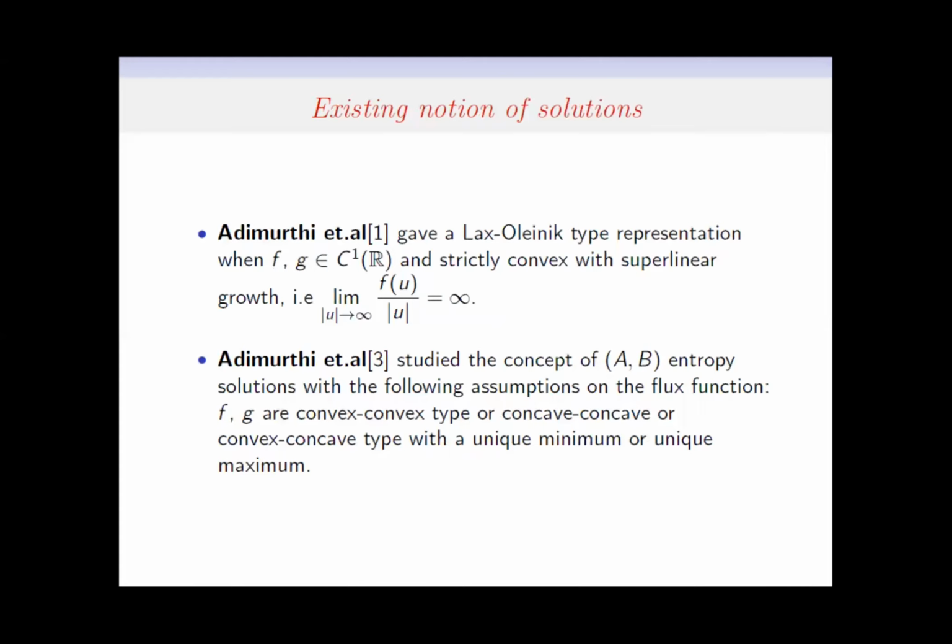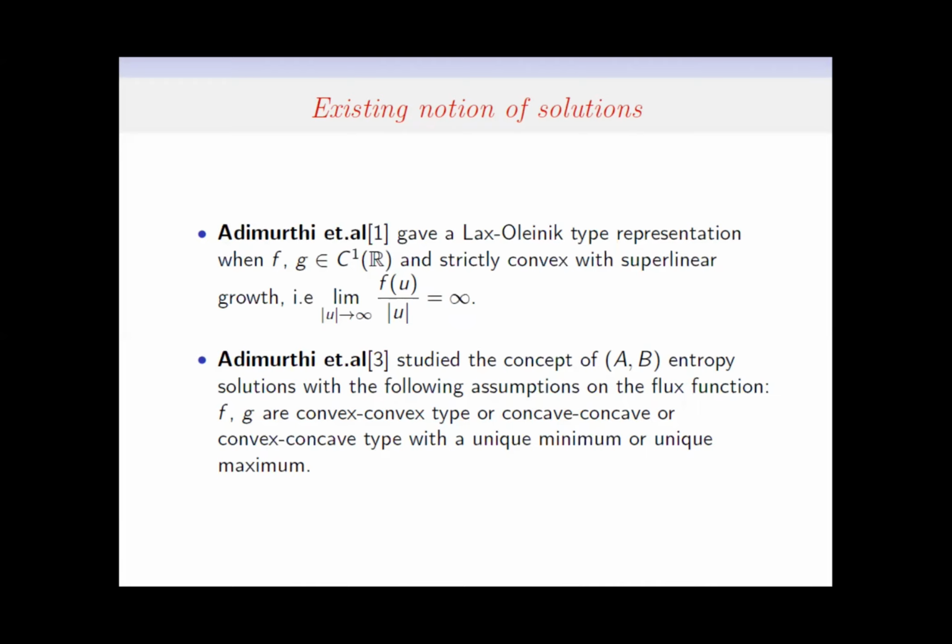So what are the existing notions? Adimurthi et al. gave a Lax-Oleinik representation when f and g are C1 and strictly convex with superlinear growth. By superlinear growth we mean that the limit as mod u tends to infinity of f(u) by mod u is going to be plus infinity.